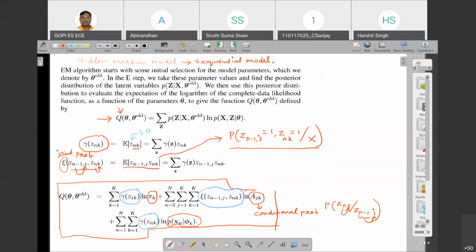So you have to now be able to understand the new parameters introduced in it. The new parameters are, and this is the meaning of it. Znk is nothing but the probability of Znk equal to 1 given x. So that is gamma of Znk. In more general terms, gamma of Znk is the probability of Znk equal to 1 given x, like that.